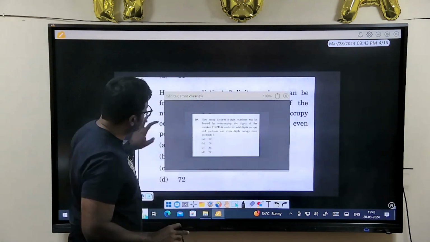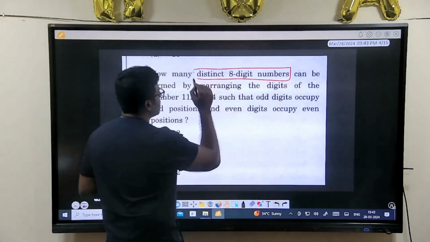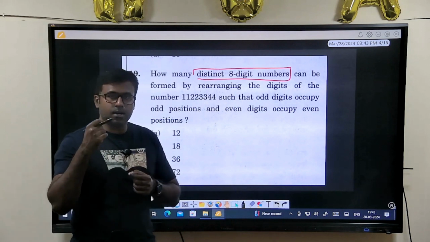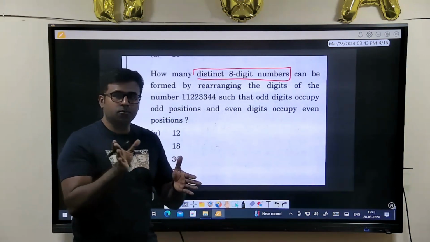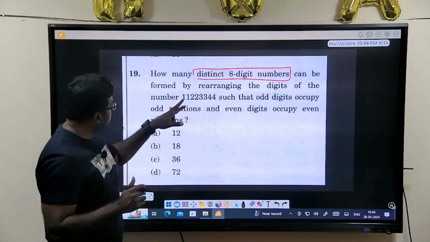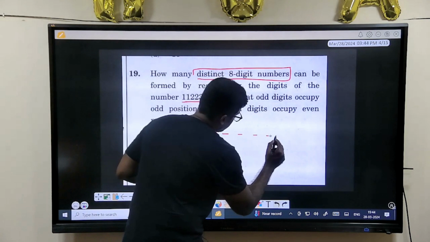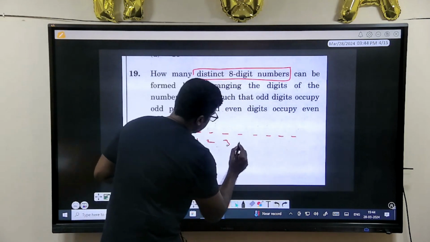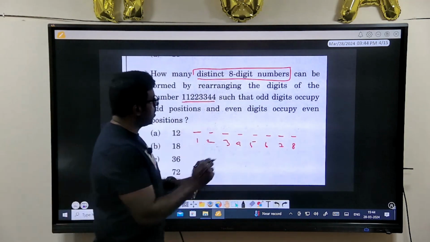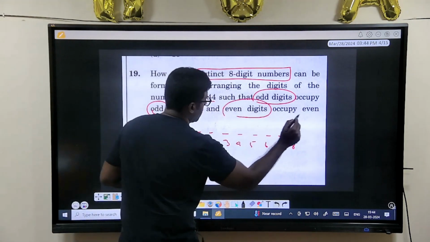Here again, how many distinct 8-digit numbers? When they say distinct, that comes under permutation, right? Because different arrangements will give different numbers, which can be formed by rearranging the digits of the number. Here, 8 digits are there, 1, 2, 3, 4, 5, 6, 7, 8, such that the odd digits occupy odd positions and even digits occupy even positions.